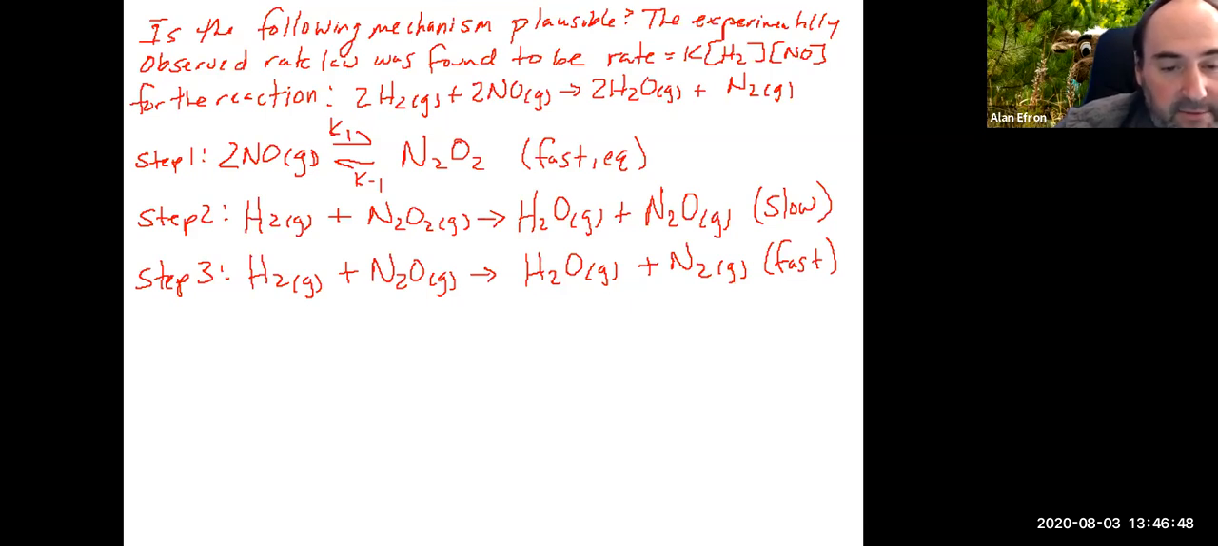The experimentally observed rate law was the rate is equal to k times [H2][O2][NO] for this reaction here. So this is a 3-step proposed mechanism. So why don't you take a few minutes here and work through it. What you basically want to do is try to determine whether or not this is, for lack of a better word, a good mechanism or bad mechanism. And you have to prove it. So this is what we talked about last time: here's the answer, you need to prove, is it right or wrong.